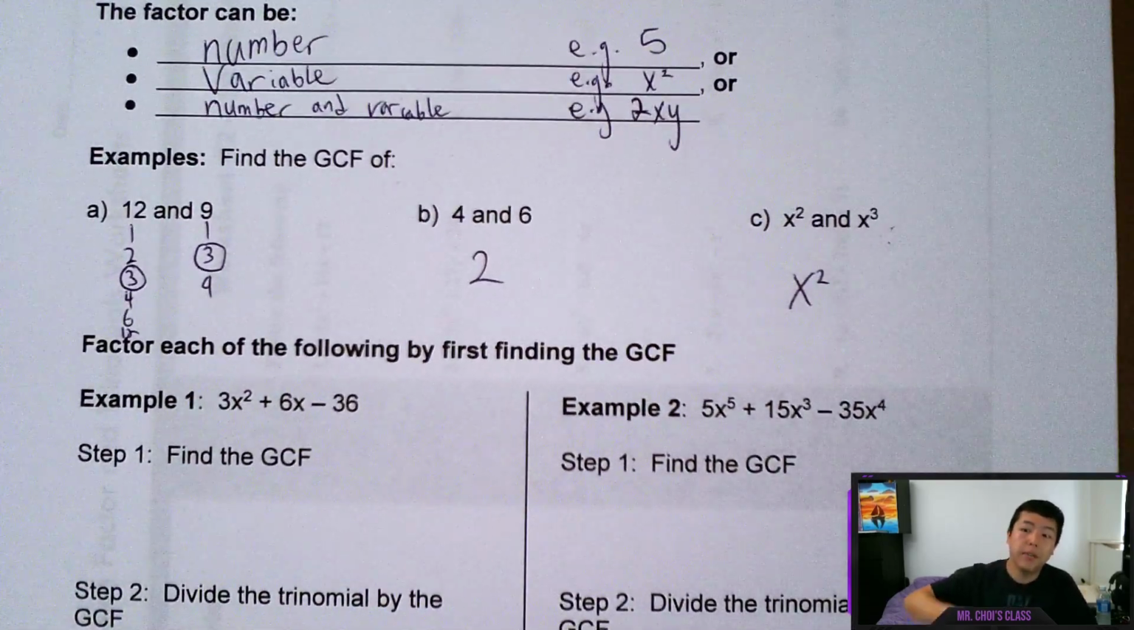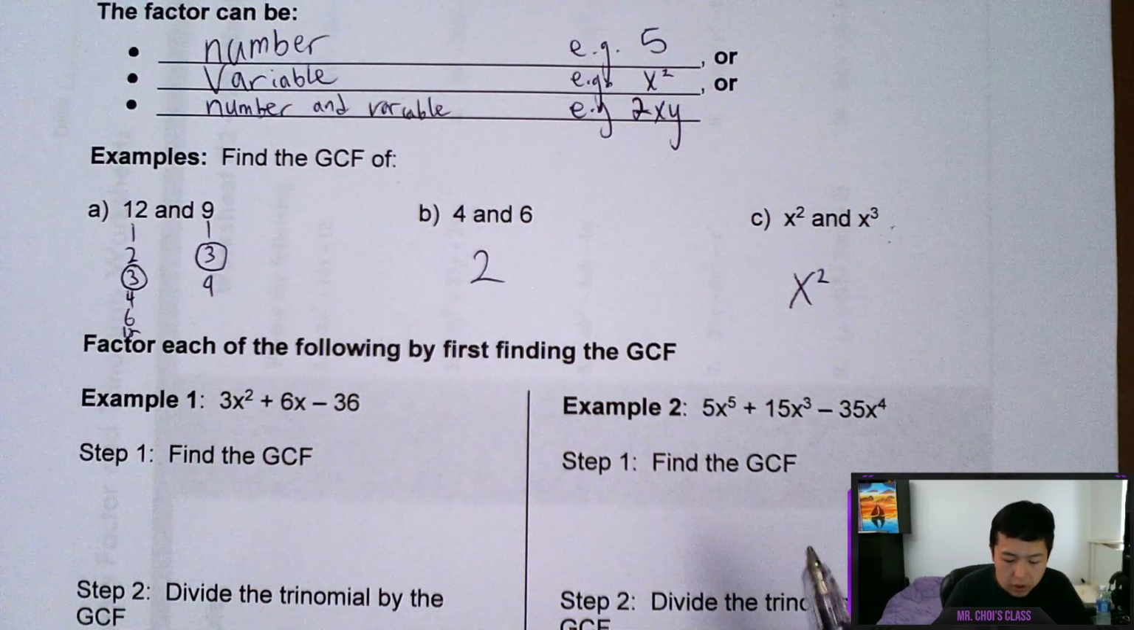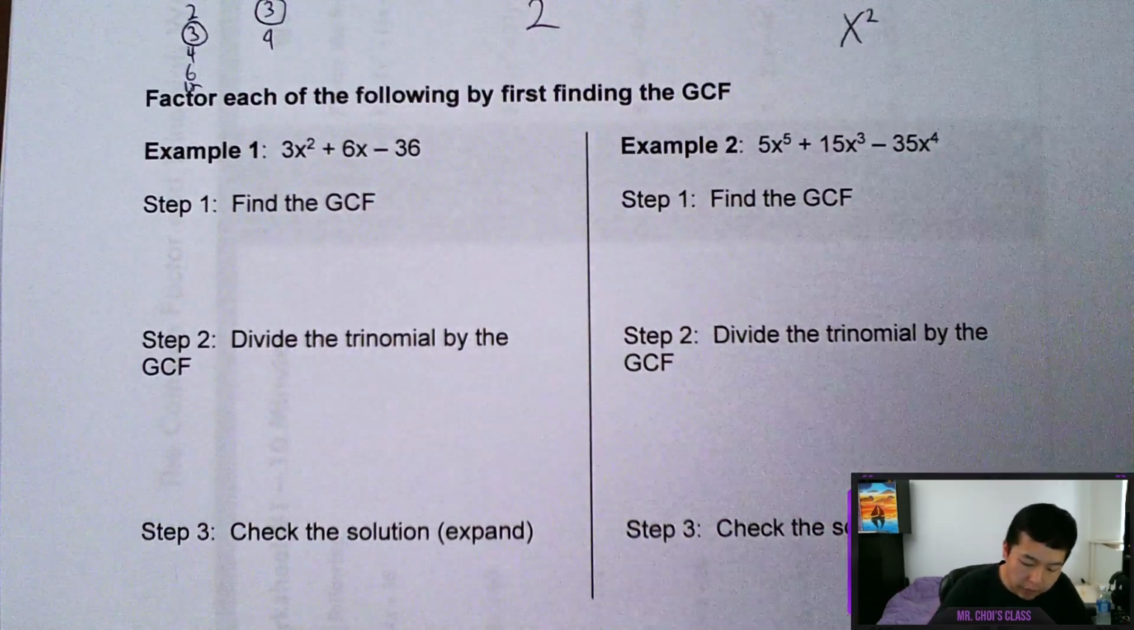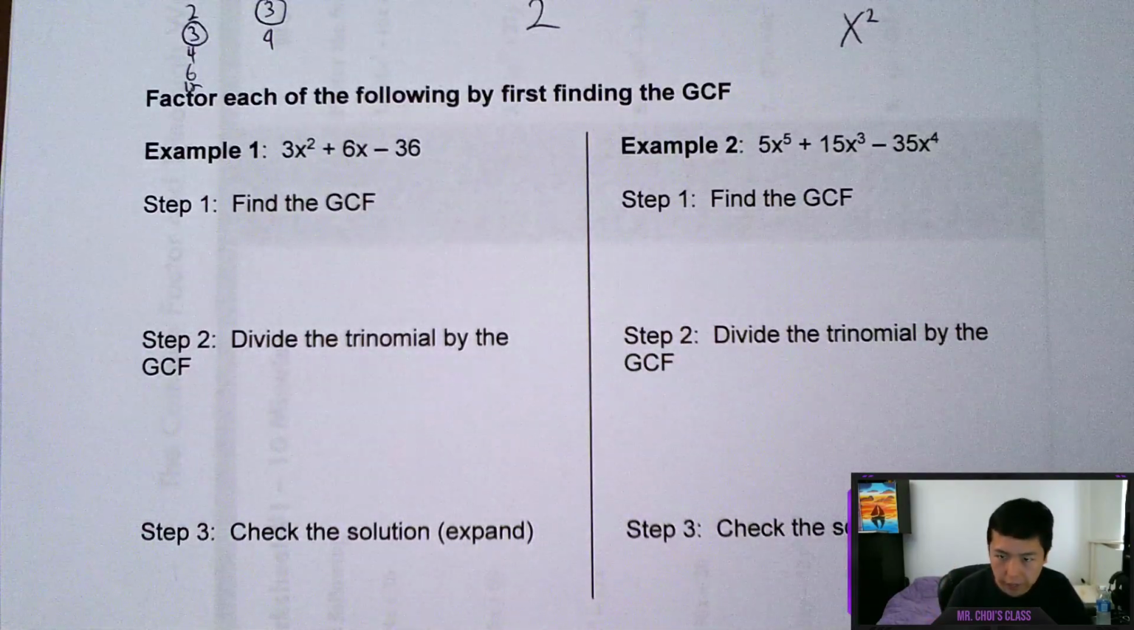Now, what if we have to do a combination of everything? Then we'll look into those combinations. All right, so let's look at example 1 here. Step 1, find the GCF. All right, let's do it.